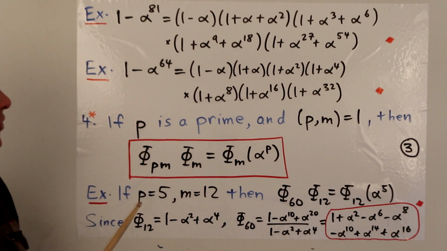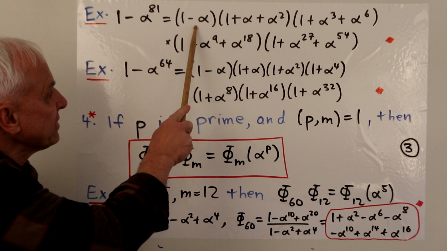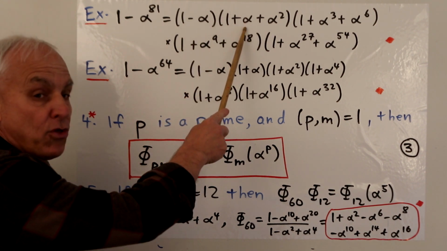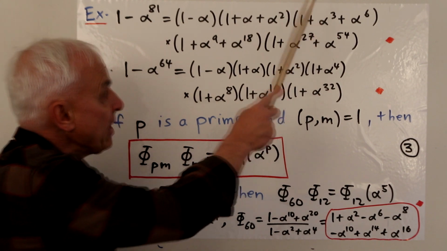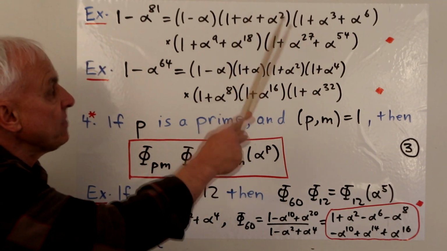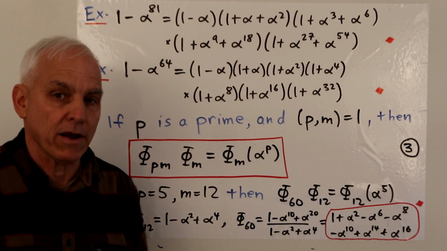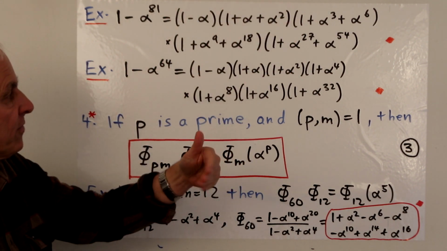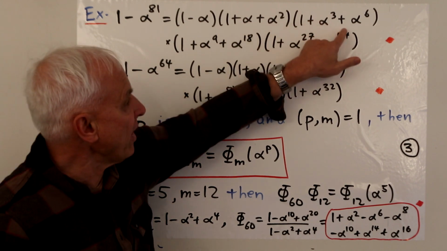And the divisors of 81 are just all the other powers of 3 which are less than or equal to 4. So this thing should factor into the cyclotomic polynumber phi sub 1 times phi sub 3 times phi sub 9 times phi sub 27 times phi sub 81. And these factors illustrate the previous theorem. So we already talked about phi sub 9.